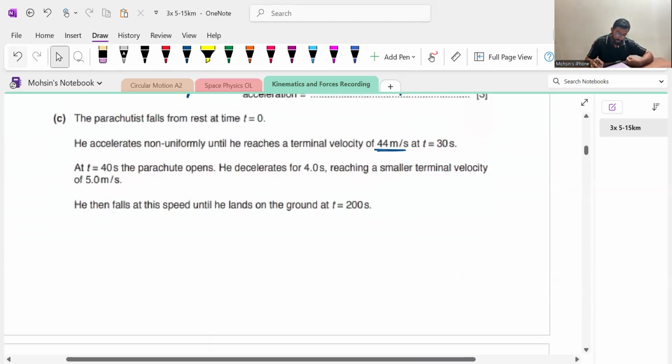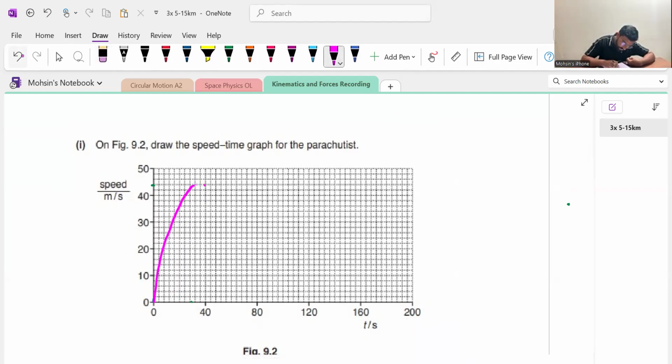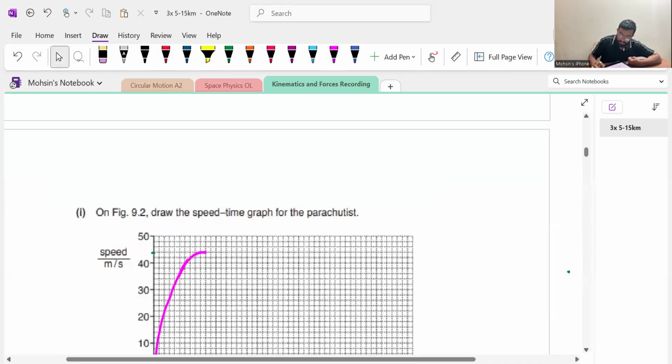Then for 4 seconds, reaching a smaller terminal velocity. No, I'm sorry. It was written at 30 seconds. At 40 seconds, he opens the parachute. Oh, sorry. So at 40, till this point, it will be like this. And now he will open the parachute.